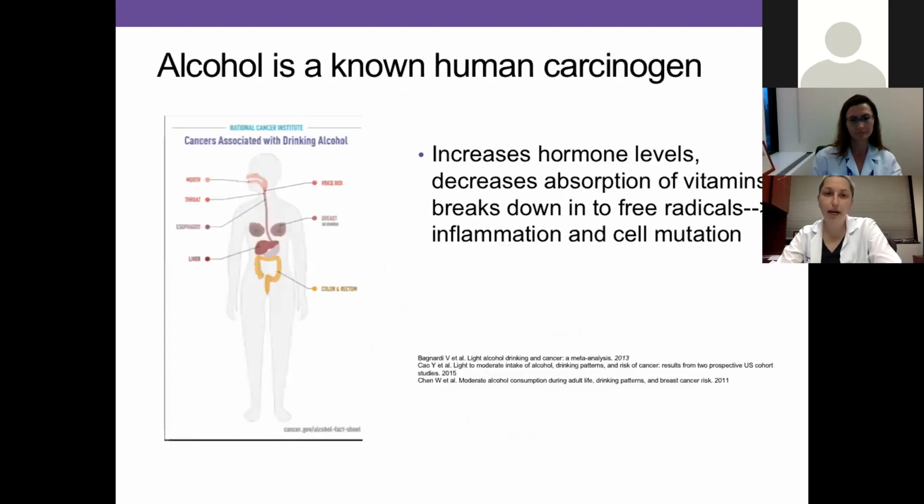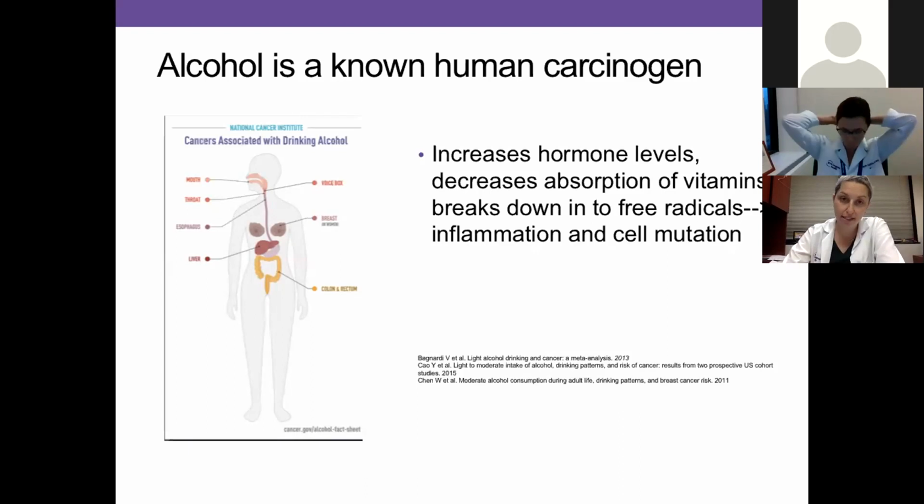So this one is another important thing to remember. The National Toxicology Program of the United States Department of Health and Human Services lists alcohol as a known human carcinogen, meaning it causes cancer. There's an increased risk in head and neck cancers, esophageal cancer, liver cancer, and breast cancer, as well as colorectal cancer.